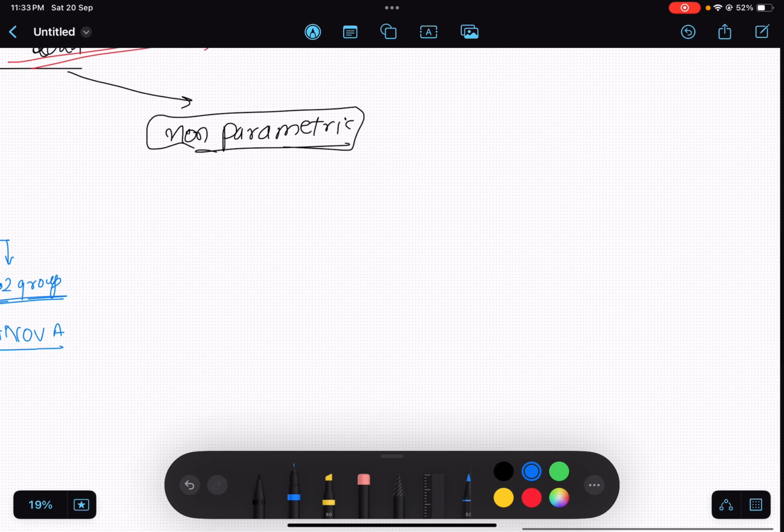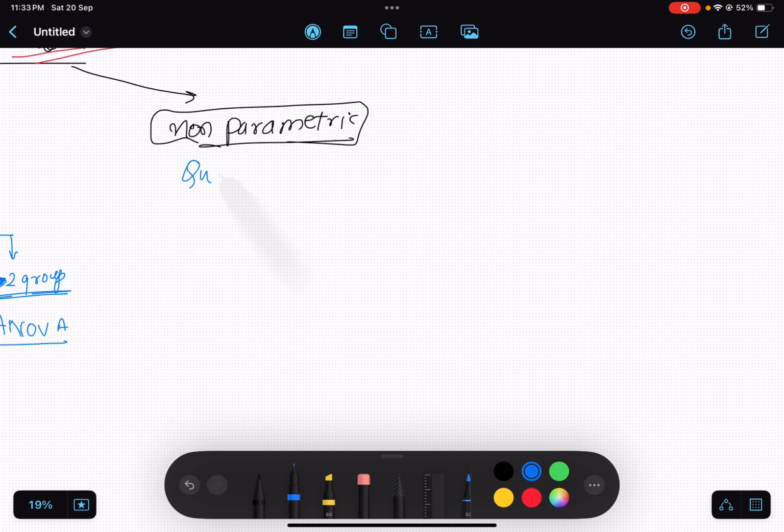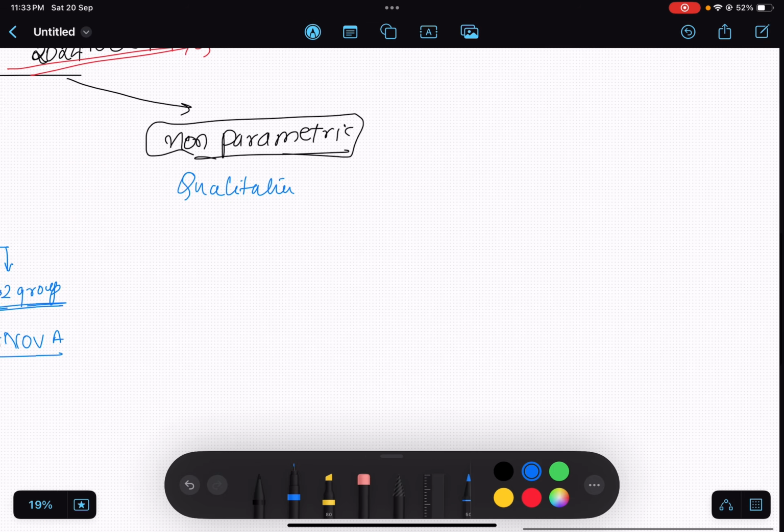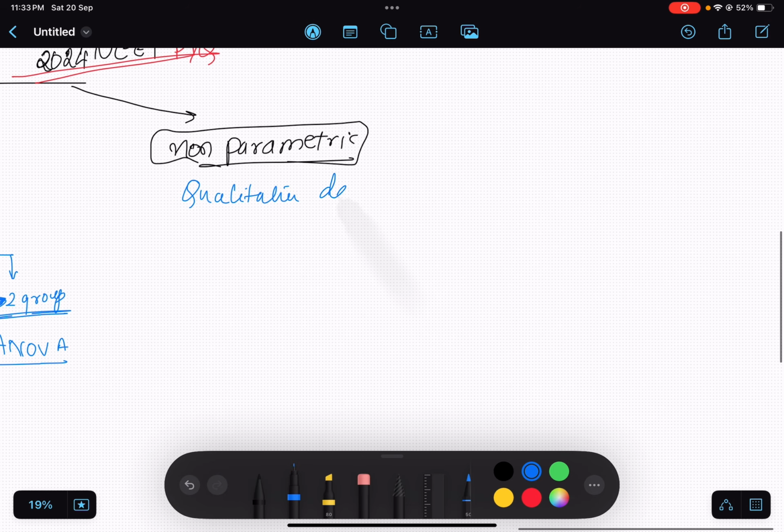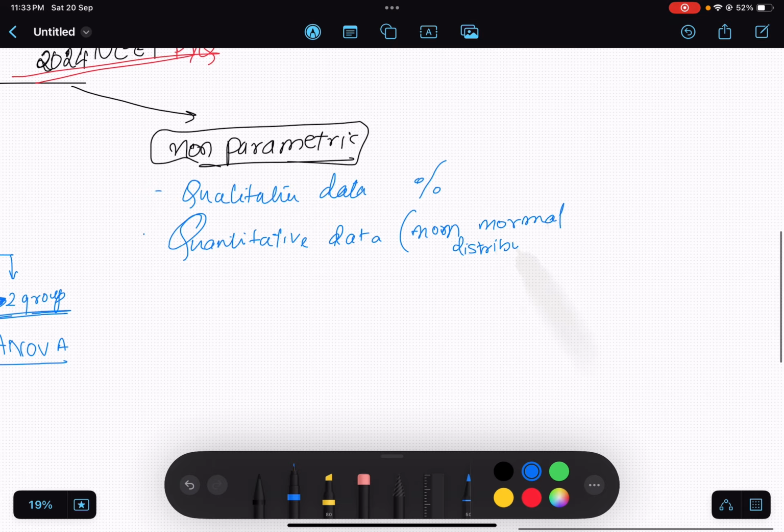Now if I am doing non-parametric, you are basically doing it for qualitative data, because quantitative you are doing parametric. So non-parametric is for qualitative data, for example percentage, or you can do quantitative data provided this quantitative data has non-normal distribution. So non-parametric is for qualitative data, percentage, and quantitative data with non-normal distribution.